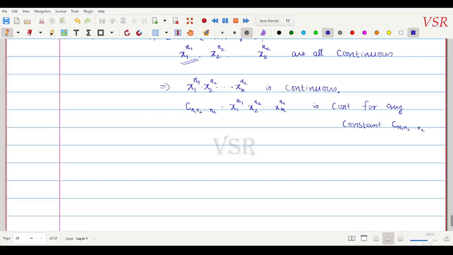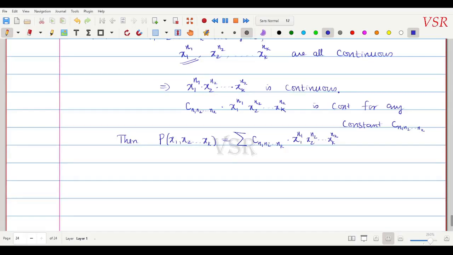Continuous function கிடைக்கும். அப்ப நான் இப்ப என்ன பண்ண போறேன்? We are having a finite sum. Okay, then p of x1 x2 dot dot dot xk, which is given by a finite summation. Okay, that is c_{n1 n2 ... nk} into x1 to the power n1, x2 to the power n2, dot dot dot xk to the power nk. Okay, this is a finite sum.